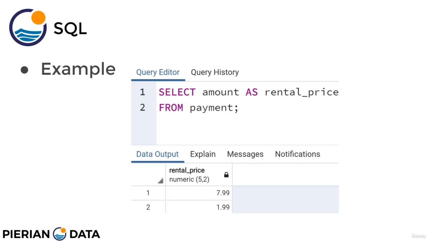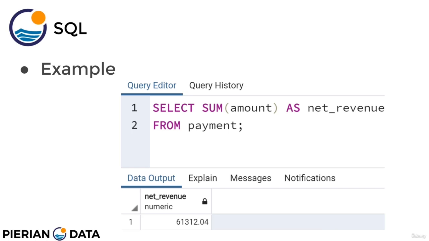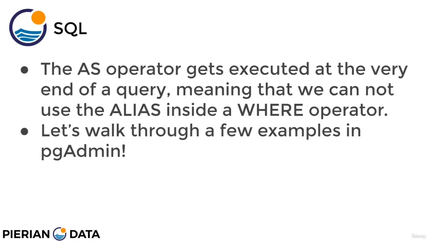And this starts to make sense, especially when we perform functions on a column. For example, SELECT SUM(amount) AS net_revenue FROM payment. And instead of having the output just say sum of the amount, here we can clarify it with an alias as the total net revenue from the payment table. So essentially, in net revenue, we've made around $61,312.